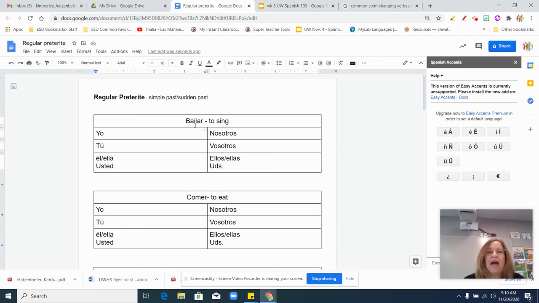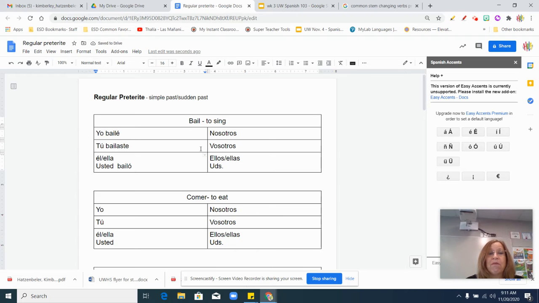The way you do it for AR verbs, take off the AR just like you do with present tense. So get rid of that. And then you add the endings. So for the yo form, I danced is bailé, and you want to make sure you have E with an accent. For the tú form, it's bailaste, you danced. For the he, she form, bailó, accent on the O, otherwise it gets confused with the present tense, bailo.